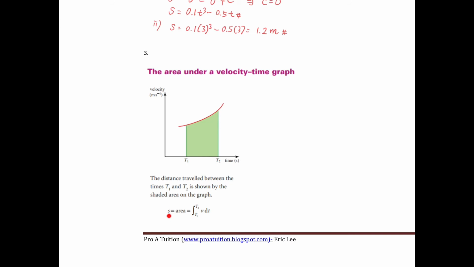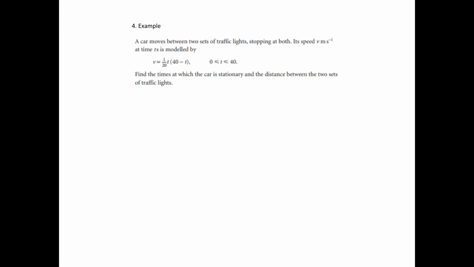So you can see here, the displacement is the area under the graph, where you integrate from t1 to t2, integrate the velocity function given, that will give you a quadratic function for example, then you just integrate it and you will get the value, and that value is the displacement. Okay, so now let's see the next page. Okay, let's see the question here. A car moves between two sets of traffic lights, stopping at both.